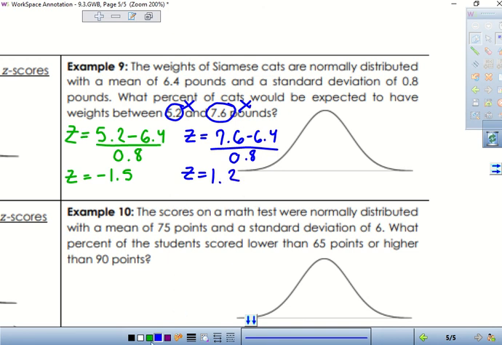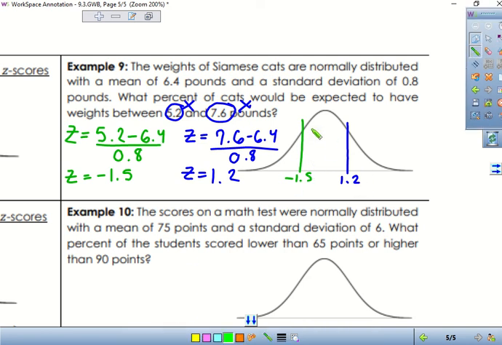Now what I like to do at this stage is draw a little bit of a sketch of this. So negative 1.5 is somewhere around here, right? And 1.2 is like around here. So my goal is to find this probability in the middle, right? So in order to do this, we first have to use the chart to find the probability of each of those happening. So you're going to use the chart for each of those values.